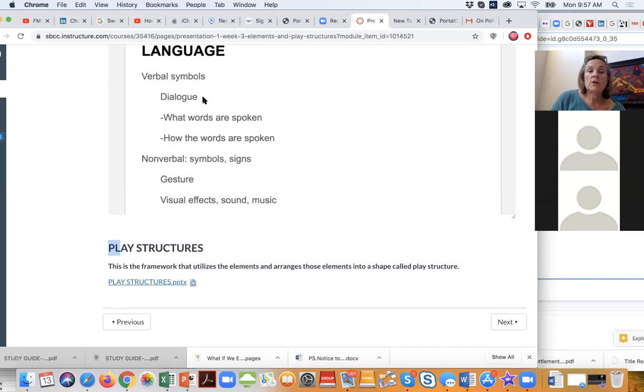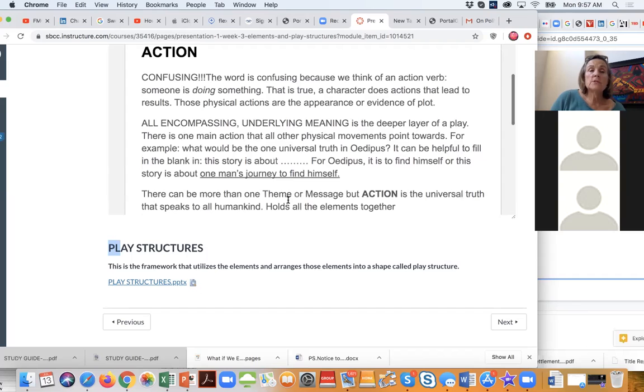But nonverbal are symbols, signs, physical gesture, visual effects, sound, music, and also silence. And this is action that I talked about earlier. Action is very confusing, and the textbook uses action as this all-encompassing underlying meaning, but it also uses theme and meaning. So the word is confusing because we think of action as a verb. An action verb, we're doing something, and that is absolutely correct. But the character does actions that lead to results, and those physical actions are the appearance or evidence of the plot. So when someone does something to someone else, that is the plot.